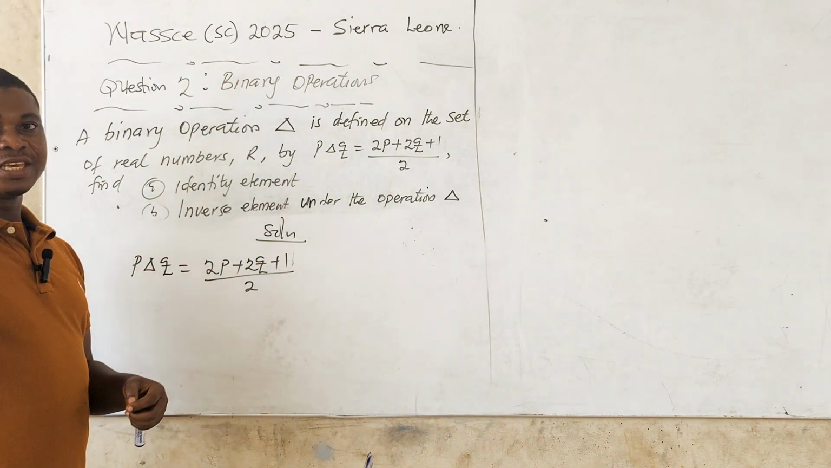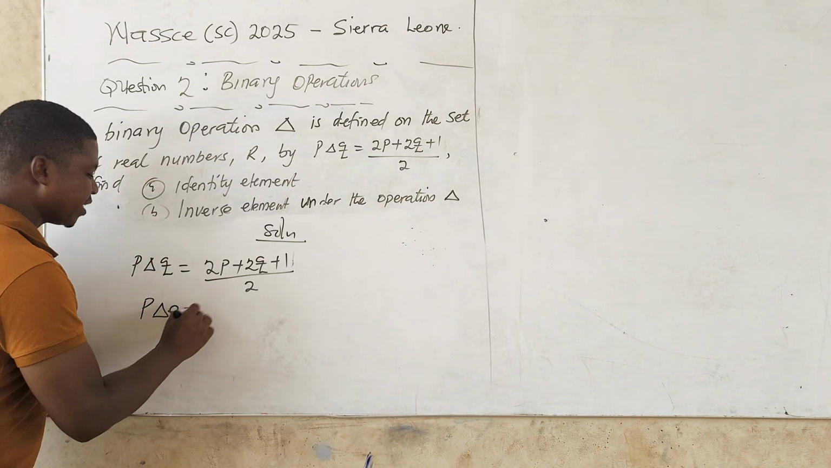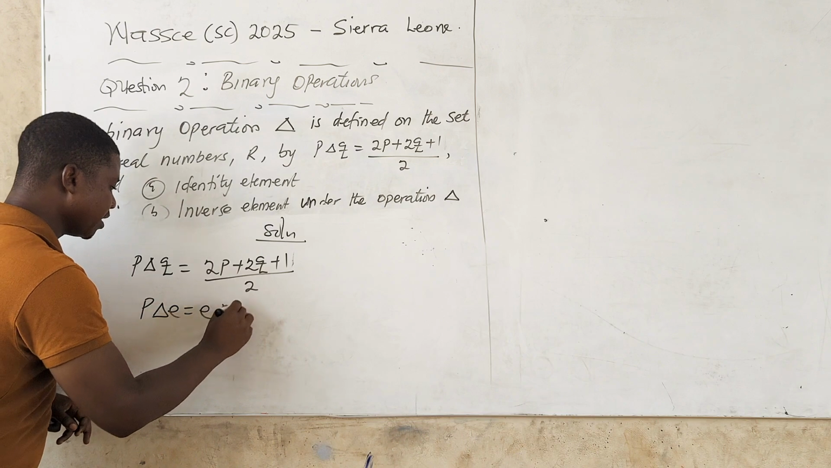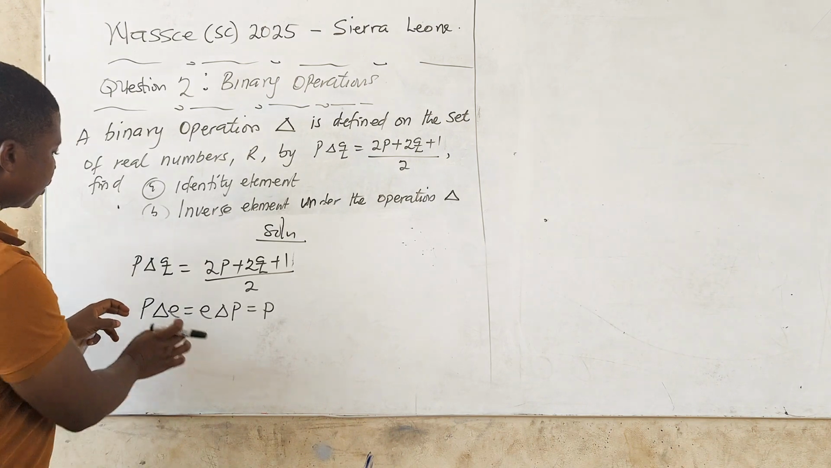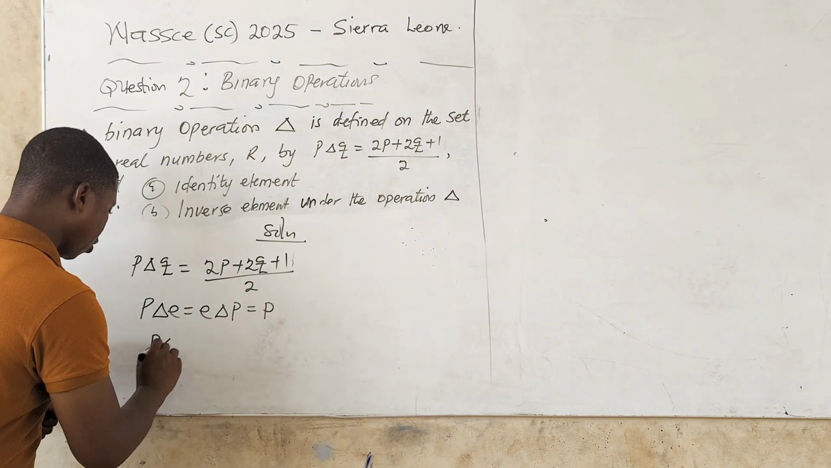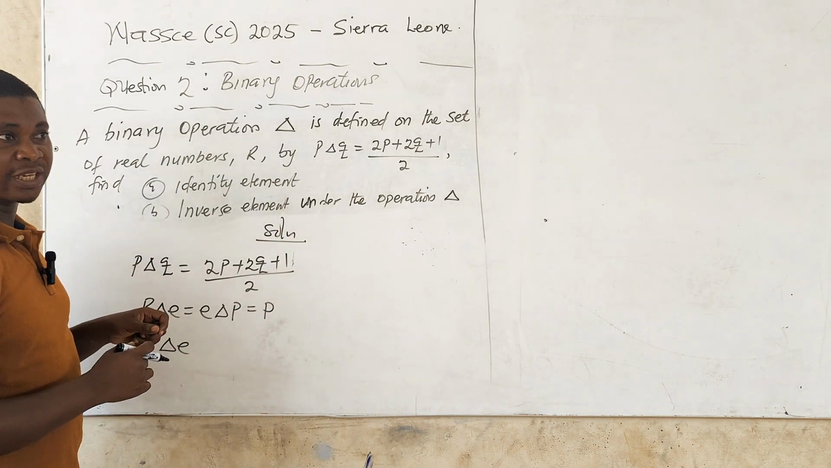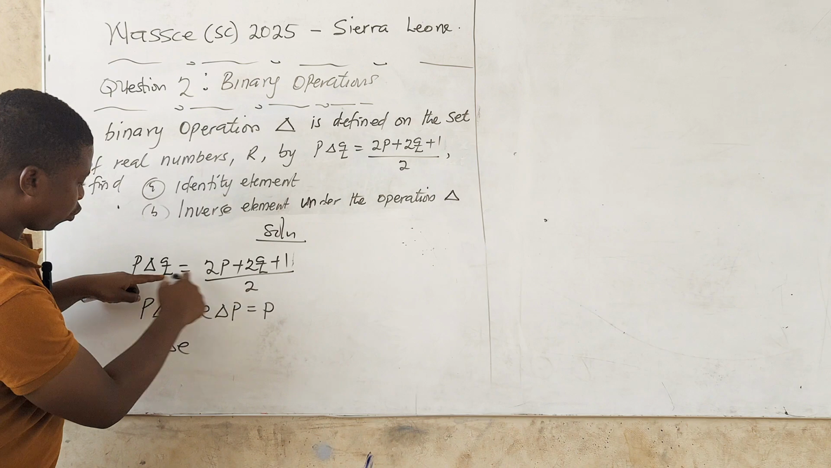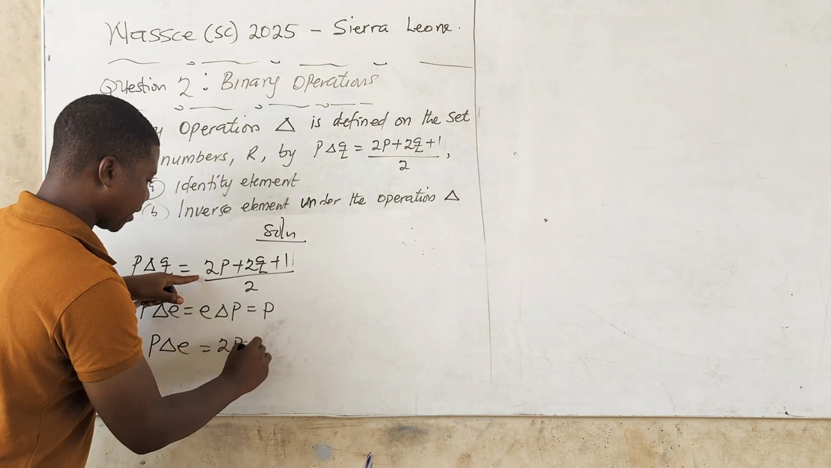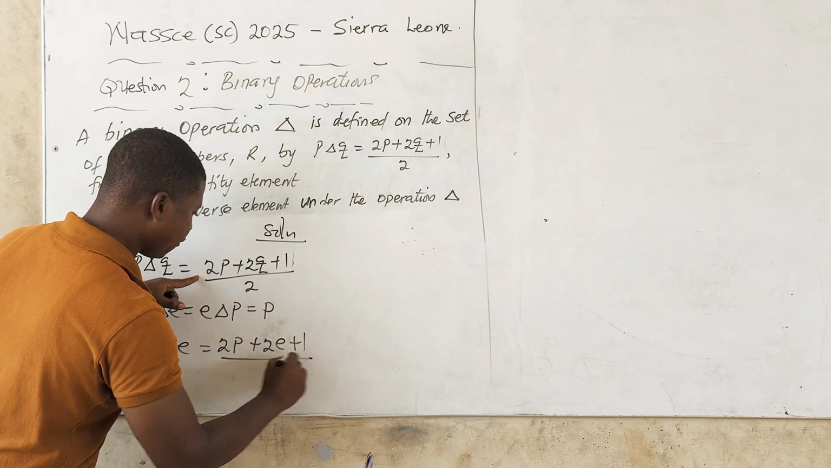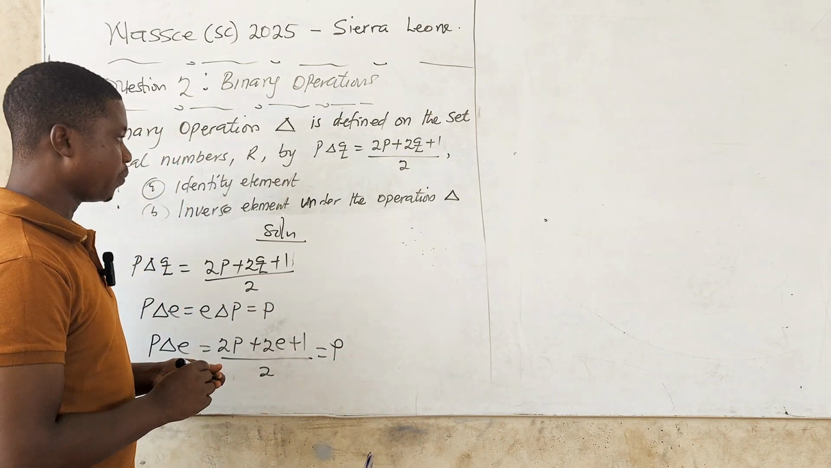So we normally use E to represent identity element. So it means that when P operating on E, which should be the same as E operating on P, should give you the same number P. That's identity element. So let's use the first one. So P operating on E. So it means that we are going to substitute this one into the main operation given. And so wherever we see Q, we put E there because the P still maintains. So it means 2P plus 2E plus 1 over 2 should be equal to P, because when you operate on that, you should still get your P.